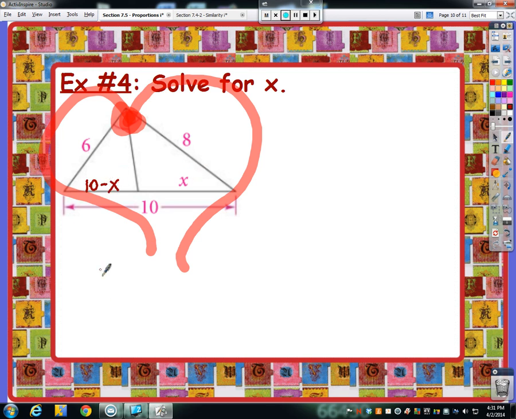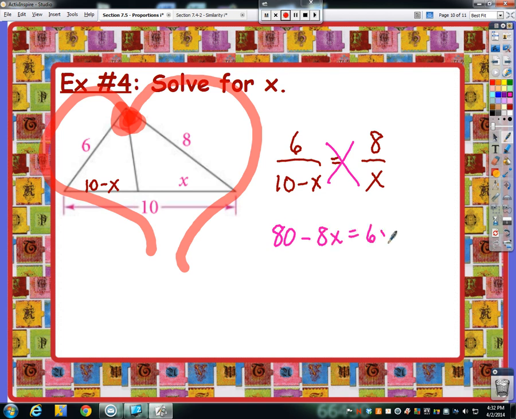There's nothing I can really do with that. Notice the 10 minus x piece plus the x piece, the x's cancel out because I got minus x plus x, and I'm left with 10, which is the whole thing. So now I can set up here and say 6 over its little segment piece, which is 10 minus x, is equal to the other way around, 8 over the x. Can I simplify anything before I solve? Not really. Cross multiply, just make sure you distribute with the 8. So I get 80 minus 8x equals 6x.